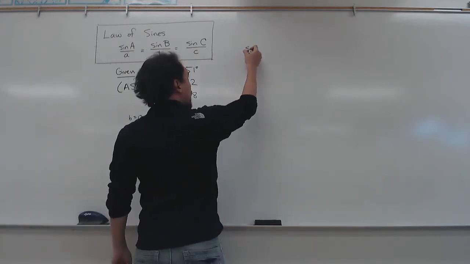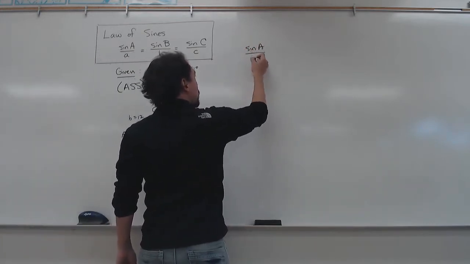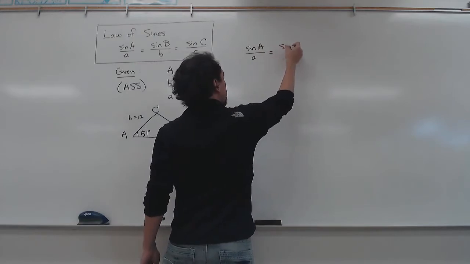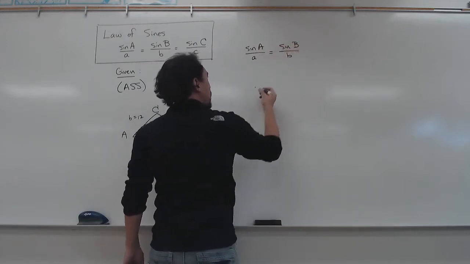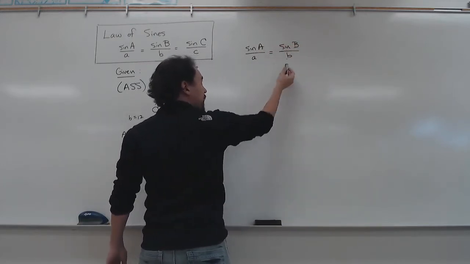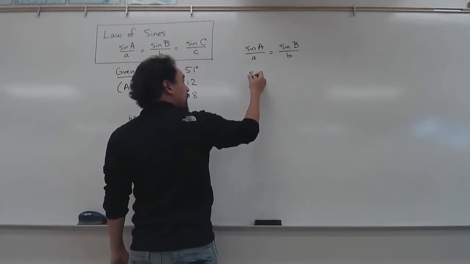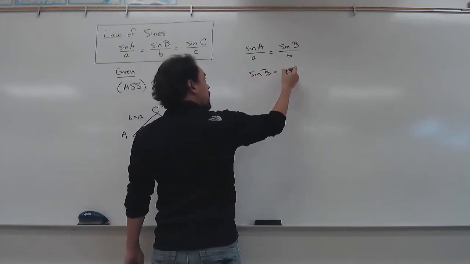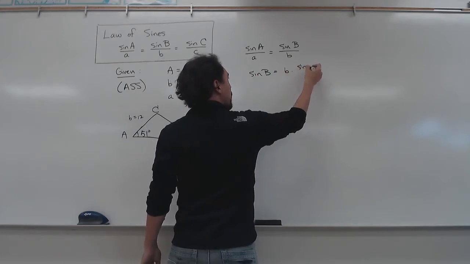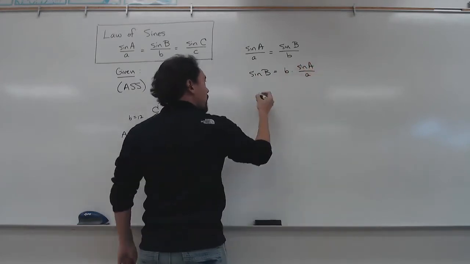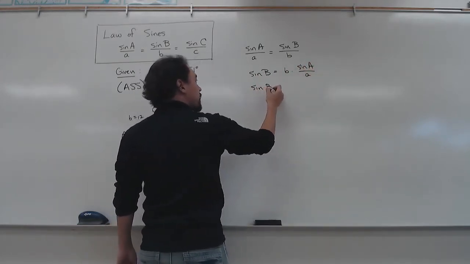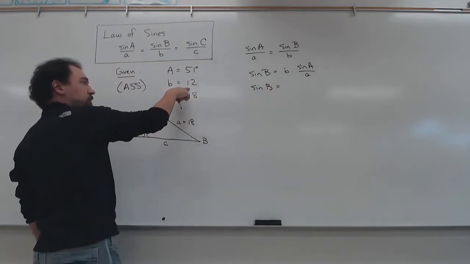So we'll write down sine of angle A over side A is equal to sine of angle B over side B. Our target, angle B. So we'll multiply lowercase b over and say sine of angle B is equal to lowercase b times sine of angle A all over lowercase a. We'll fill in the numbers. So lowercase b was given in the problem to be 12.